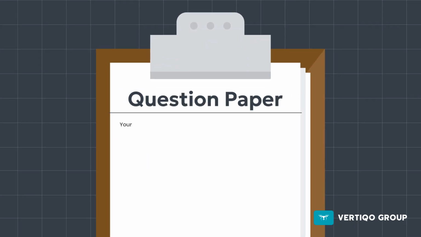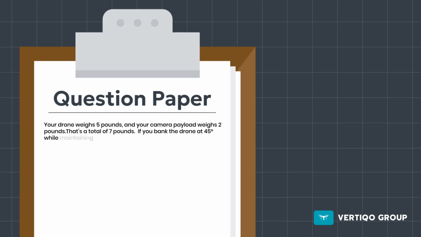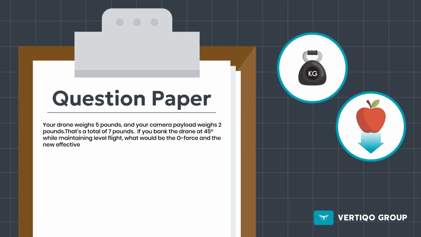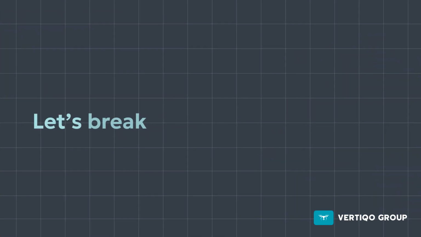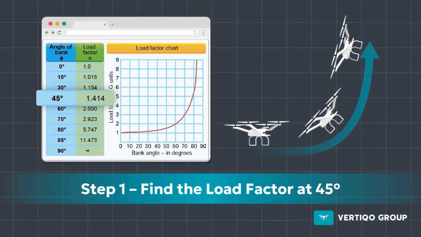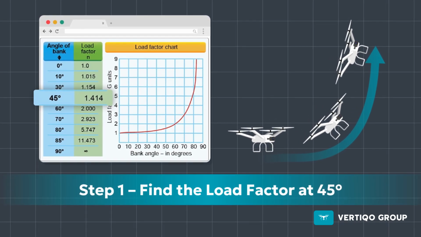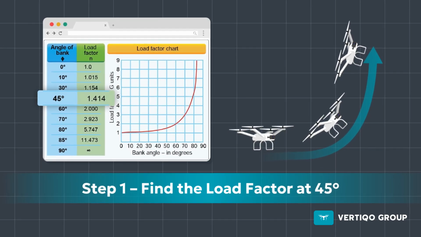Now let's walk through a practice question using the load factor chart. This time, we'll calculate how much extra weight, or G-force, is placed on the drone during a banked turn. Let's break this down step by step. Start at 45 degrees on the bottom axis of the load factor chart. Move straight up until you reach the curve. Then move horizontally to the left to read the load factor.